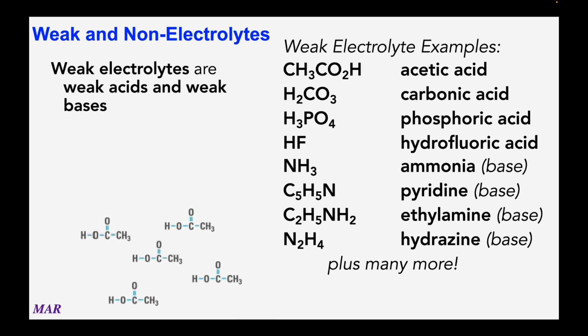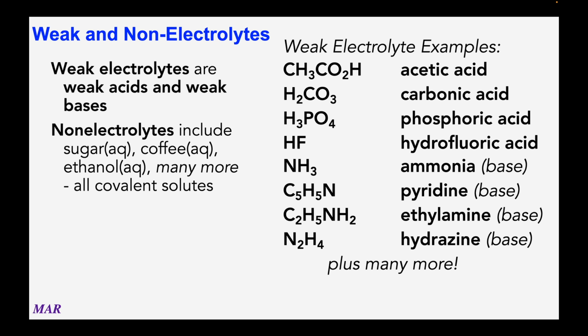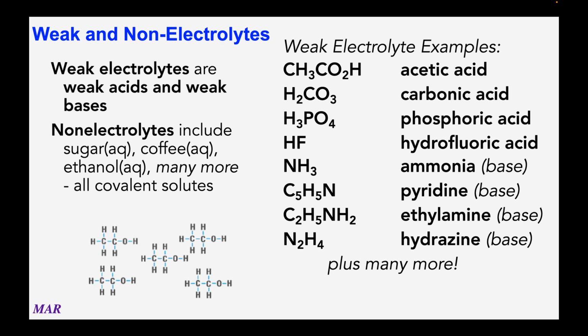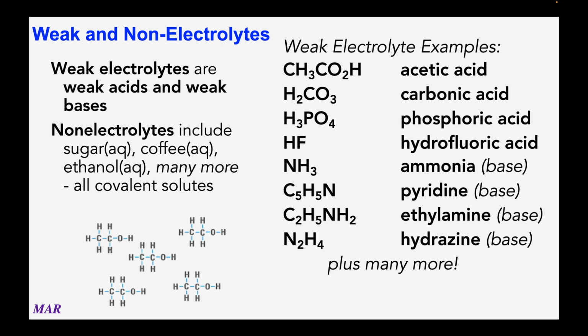A weak electrolyte is a compound that only partially ionizes in solution. Some hydrogen ions dissociate from acetic acid molecules, but others may rebond at the same time. Some compounds that dissolve in water, such as ethanol, do not dissociate into ions at all. Such compounds are called non-electrolytes.